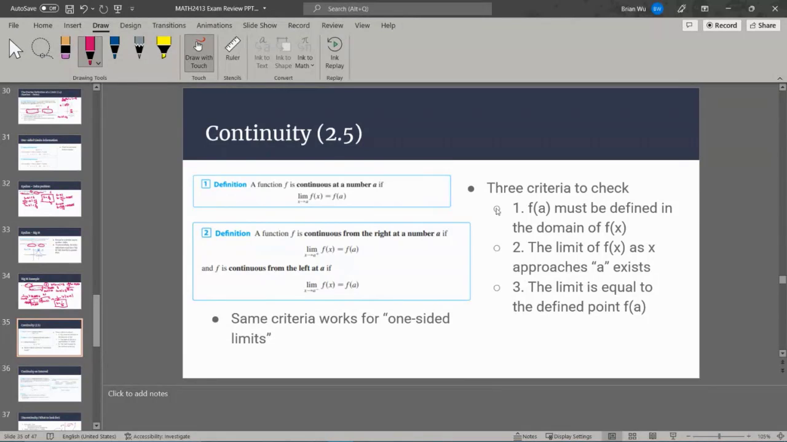And there are 3 criteria you need to check. F of a must be defined in the domain of the function. The limit as x approaches a must also exist. And the final one, which basically mimics this one, means that they must both be equal. These 2 must be equal to each other, and that will make it continuous.